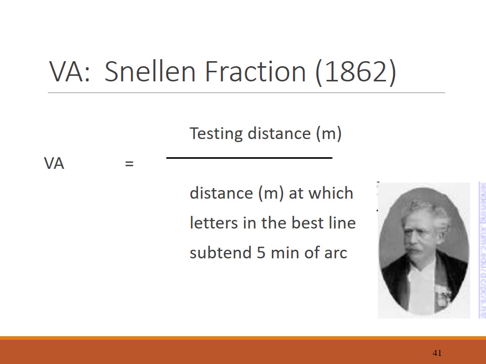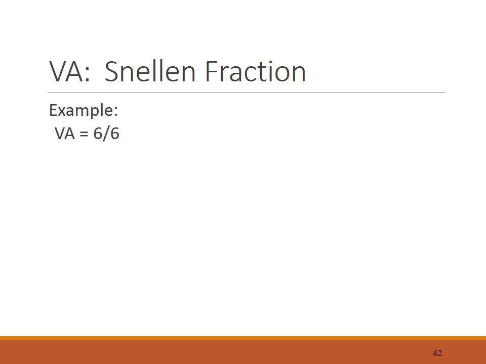In visual acuity assessment, normally we use the Snellen fraction, which was introduced in 1862. To record the VA, VA equals the testing distance in meters over the distance at which a letter in the baseline subtends 5 minutes of arc. Okay, this is the Snellen fraction.